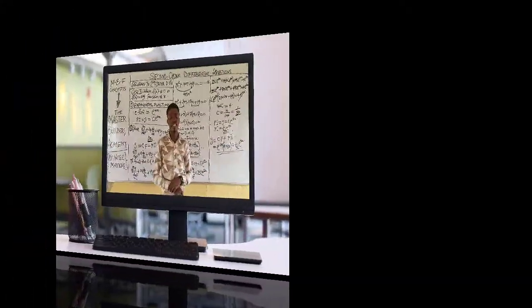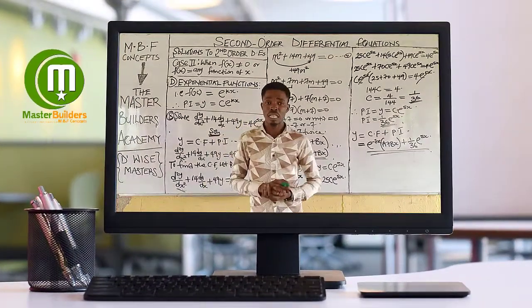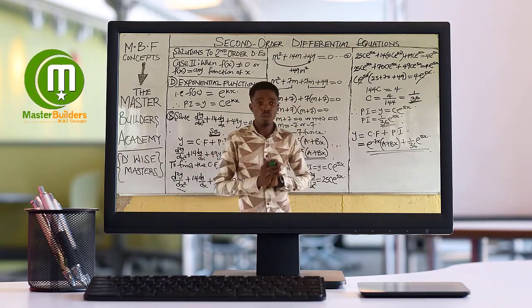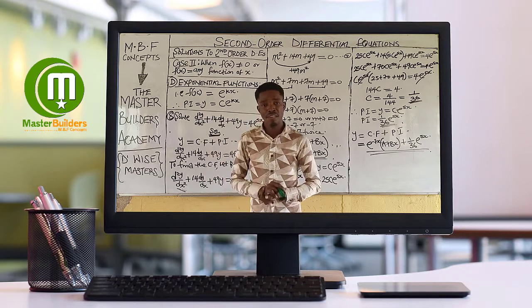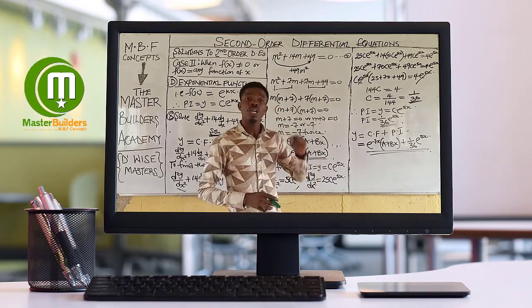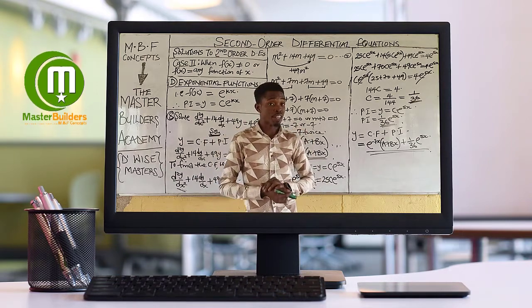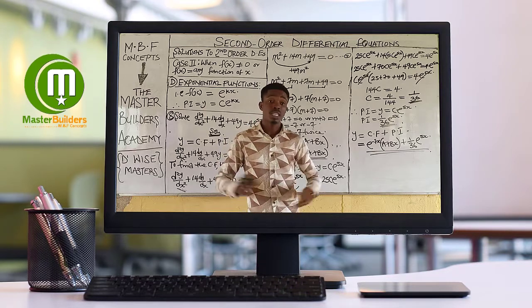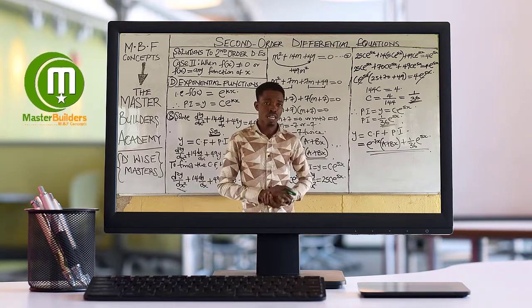Guys, you see that solving problems under second order differential equation when f of x is not equal to 0, or f of x is equal to any value, is very simple. Very simple. But all you need to do is to ensure that you understand the principles, you understand the steps, and you understand the processes involved. If this is understood, therefore you don't have issues.